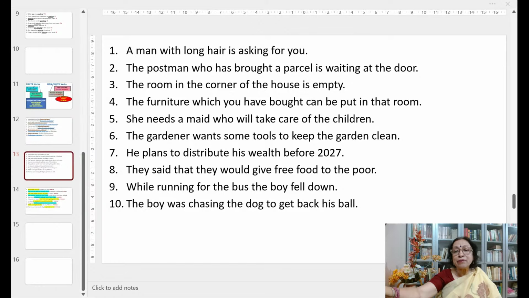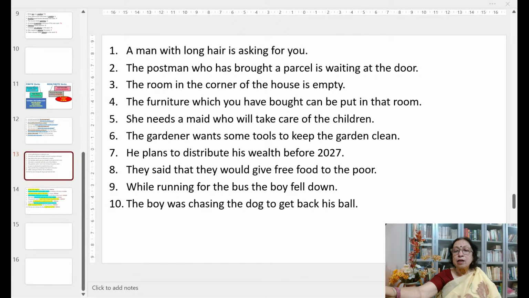Kasturi, you have to identify the group of words. Not enough to say it's a phrase or a clause. I just gave you the sentence. I want you to identify that group. Okay. The postman who has brought a parcel. That is correct. That is a clause.